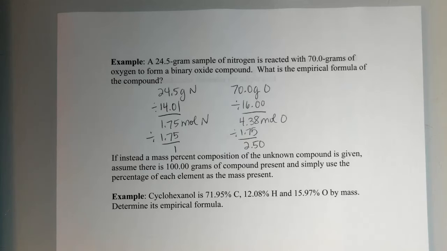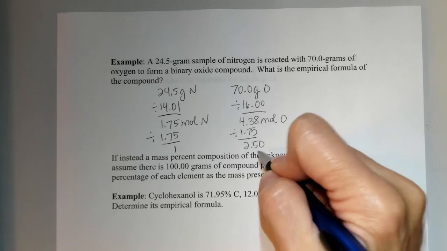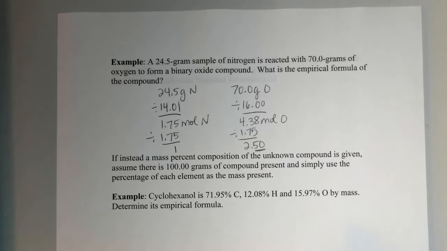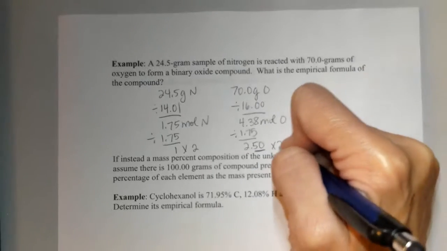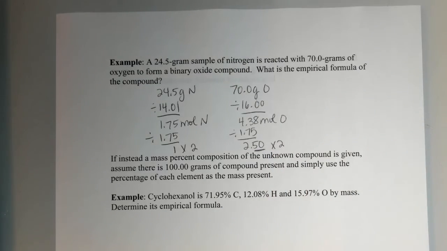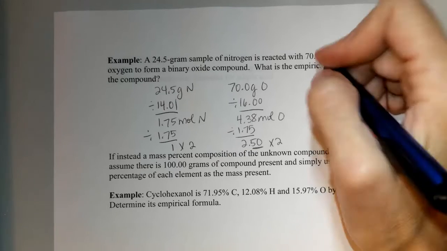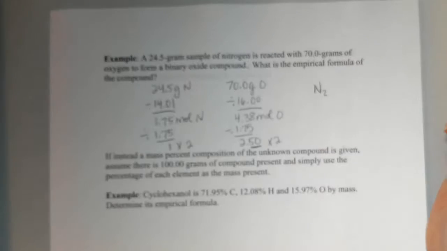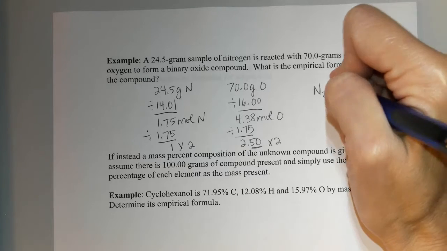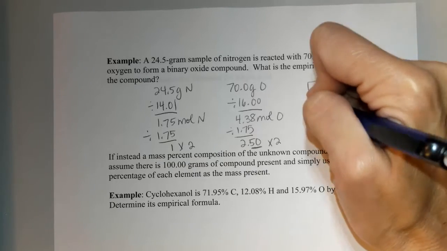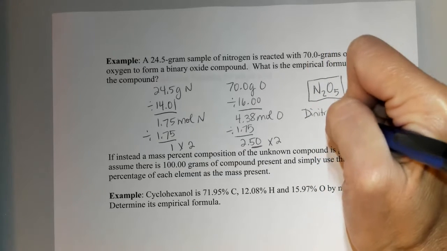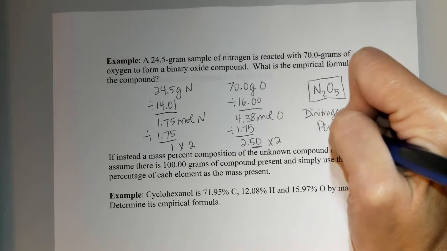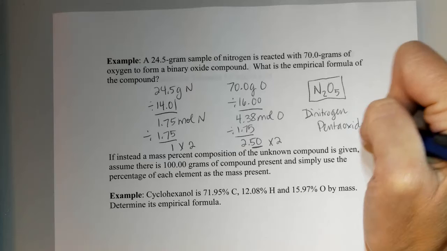And because I've got a decimal of a 0.5, right? We said that that's like a half. We're going to use a multiplier of a 2. And when you use a multiplier, you use it on all elements. So instead of 1 nitrogen, we have 2. Instead of 2.5 oxygens, we have 5. So N2O5, if we were going to name that, we would say it was dinitrogen pentoxide.